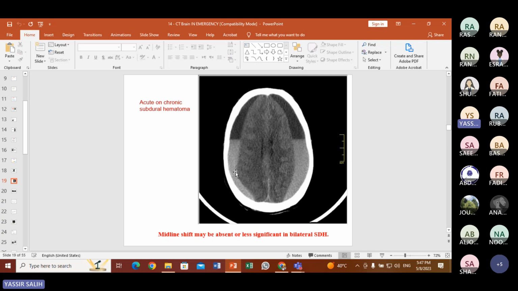Usually in bilateral subdural hematoma there is no midline shift, because one side compresses from this side and the other compresses from the other side, so the midline structures will be in place. But if it is unilateral, usually there is a midline shift. In bilateral subdural hematoma there is usually no or minimal midline shift, since each one shifts toward the other and all the structures stay in place.